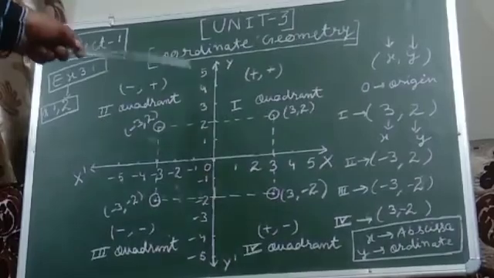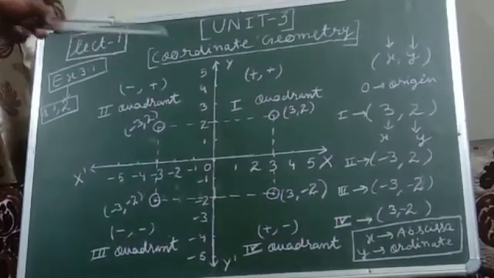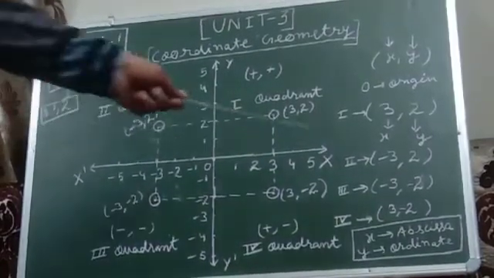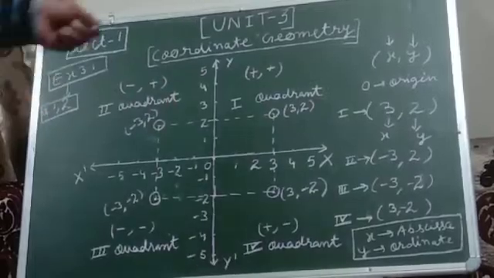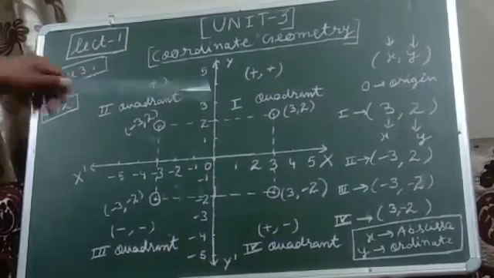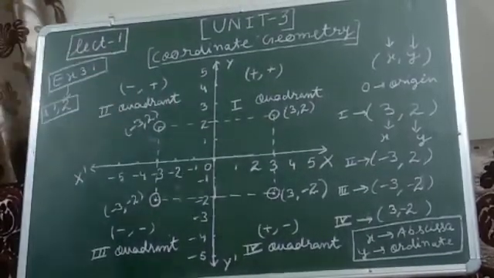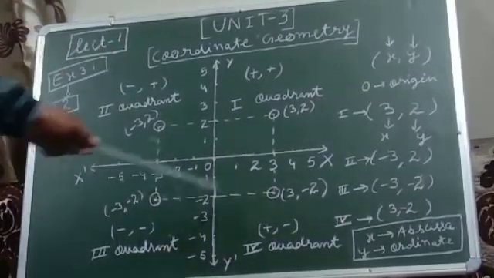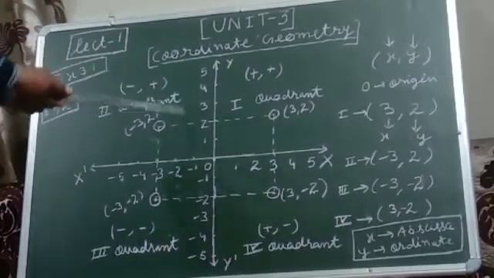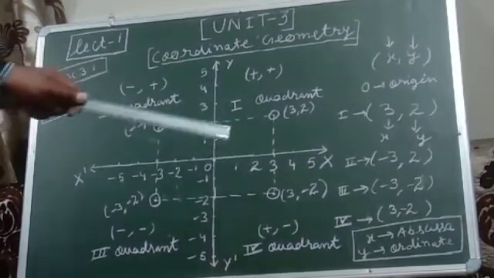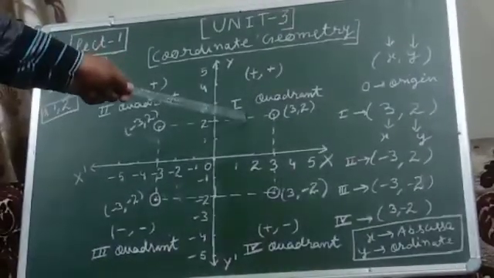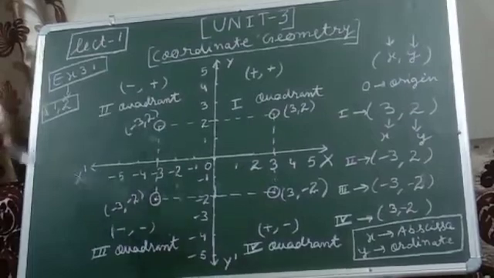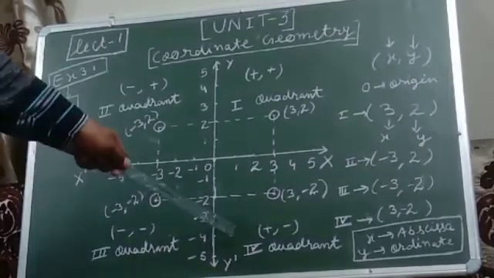You will also study this chapter in the 10th class. In coordinate geometry, the horizontal line is the x axis and the vertical line is the y axis. These two lines divide the whole plane into four parts: first, second, third, fourth, and each of these parts is called a quadrant. This is the first quadrant, this is the second quadrant, this is the third quadrant, this is the fourth quadrant.